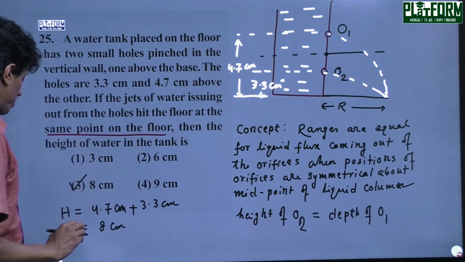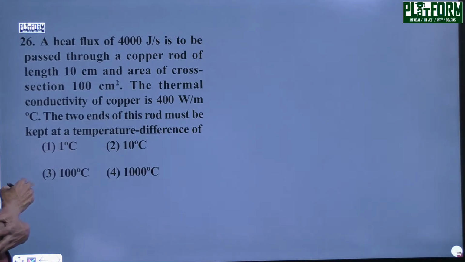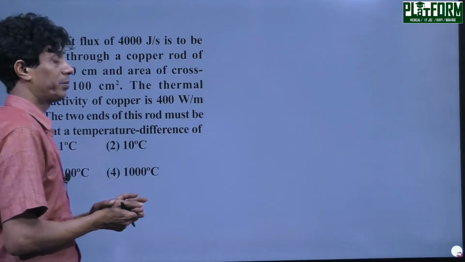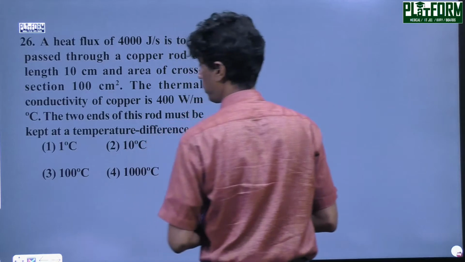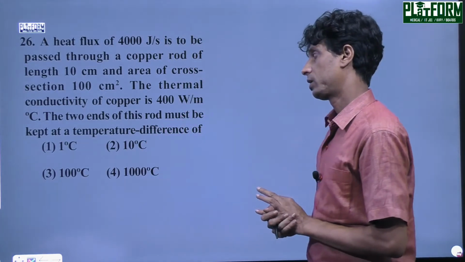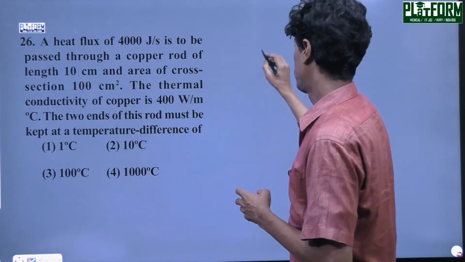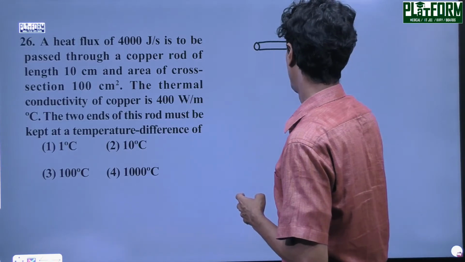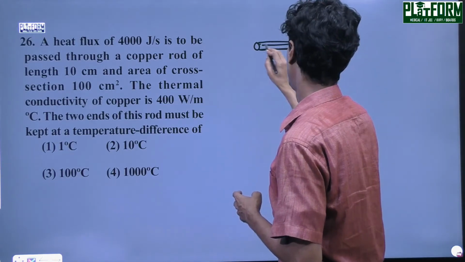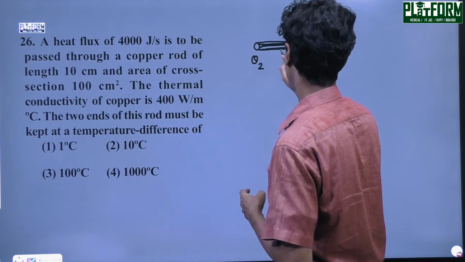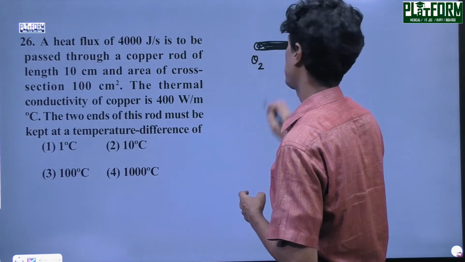And next problem of this chapter, heat, question number 26. A heat flux of 4000 joule per second is to be passed through a copper rod of length 10 centimeter, area of cross section 100 centimeter square. Thermal conductivity of copper 400 watt per meter per degree centigrade. The two ends of this rod must be kept at a temperature difference of. So this is a rod, and this rod has been kept with a temperature difference, let us say.